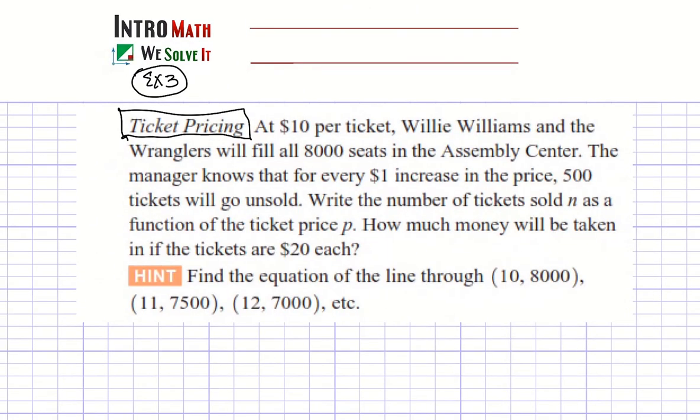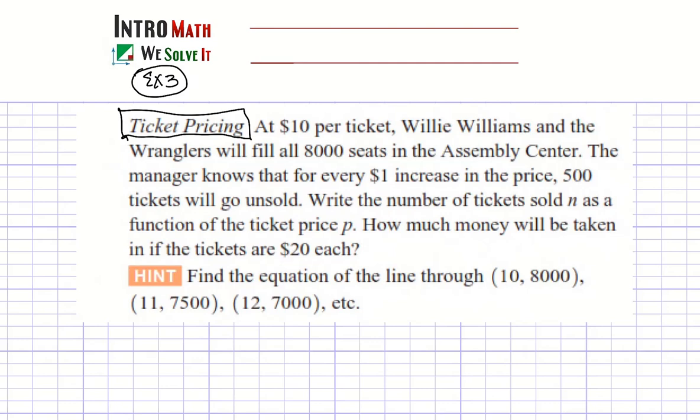Okay, here is our next problem. It's ticket pricing. At $10 per ticket, Willie Williams and the Wranglers will fill all 800 seats in the assembly center. The manager knows that for every $1 increase in the price, 500 tickets will go unsold. Write the number of tickets sold N as a function of the ticket price.